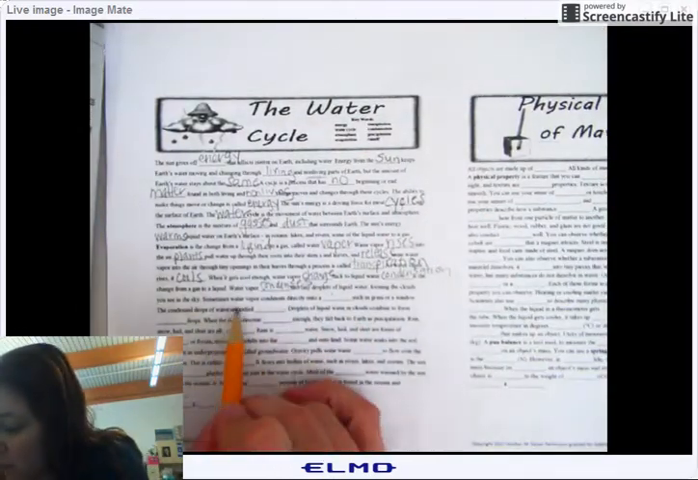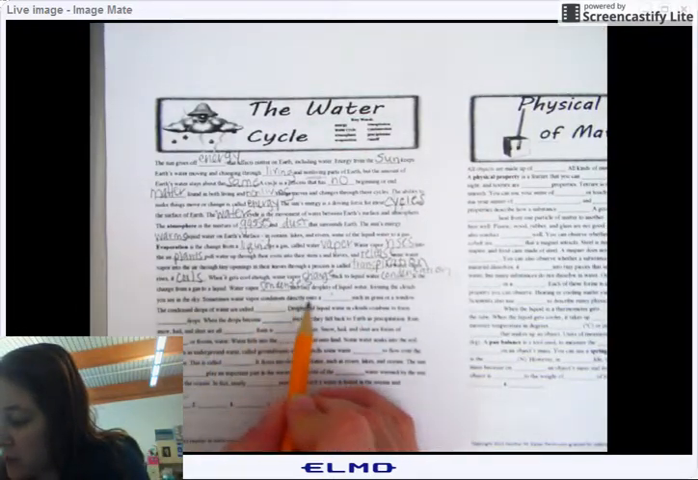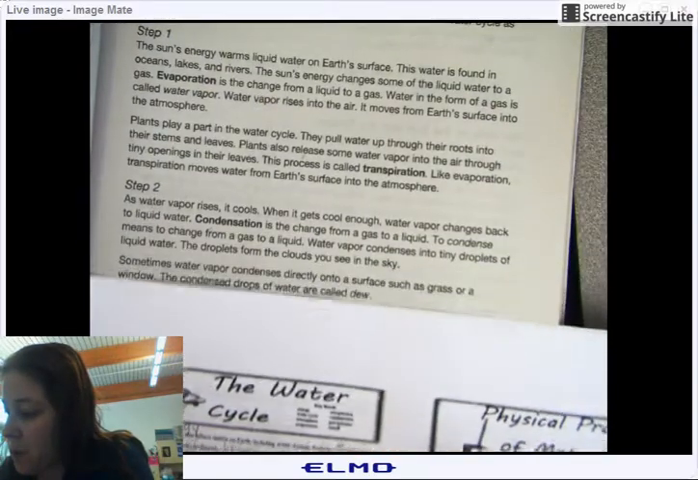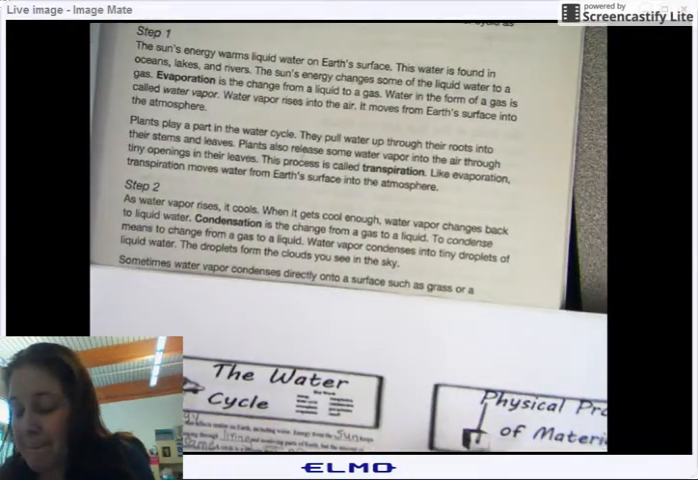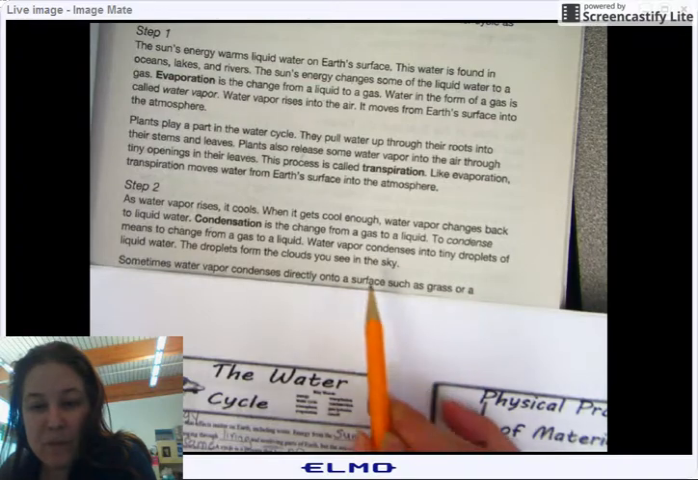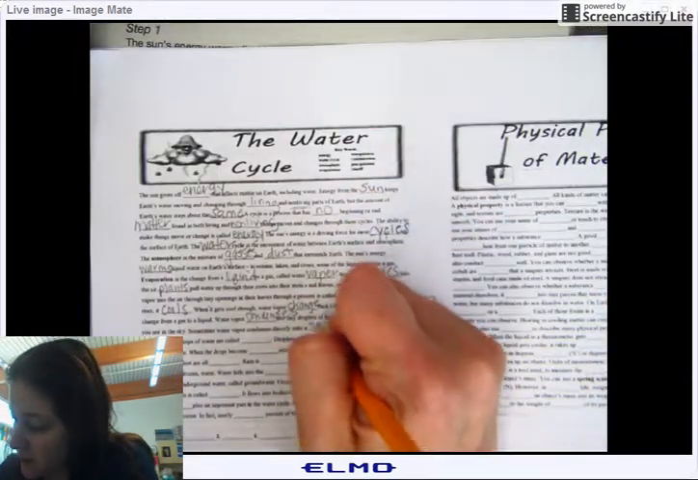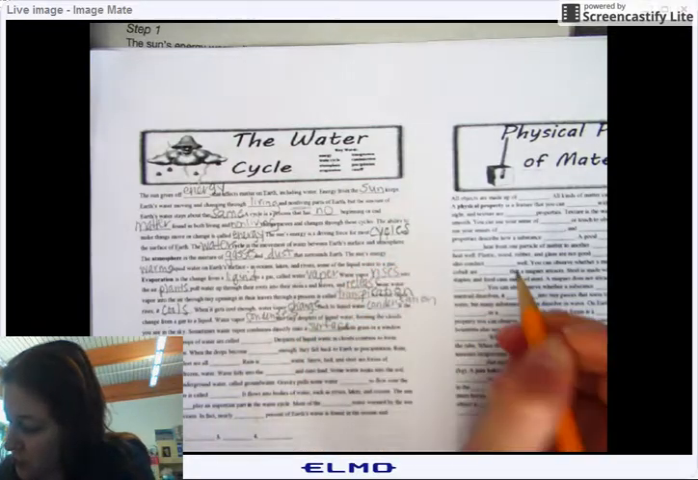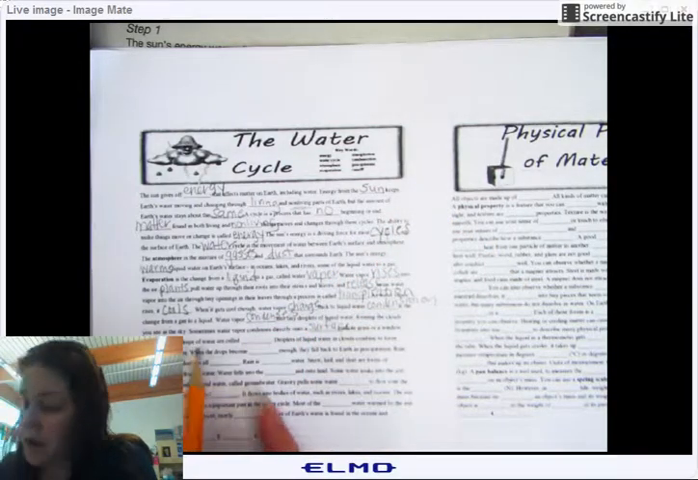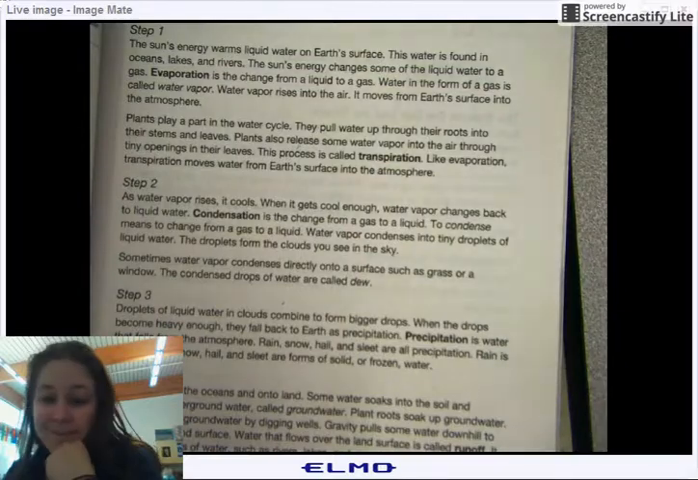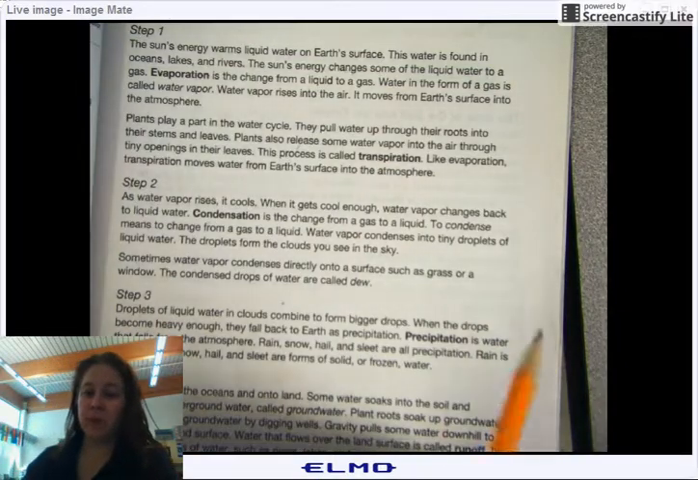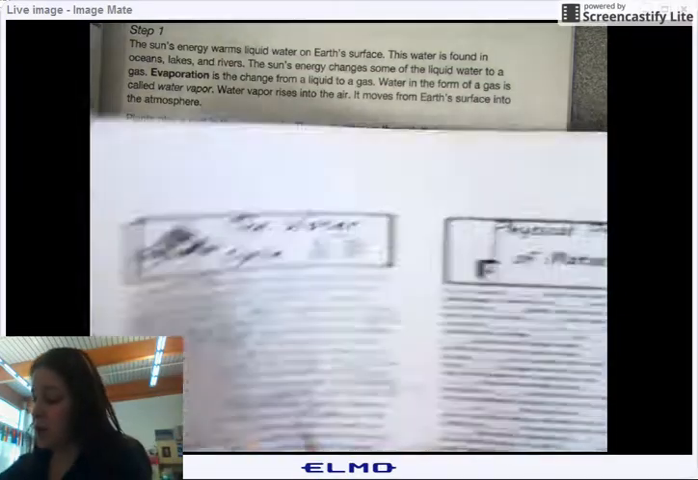So, sometimes water vapor condenses directly onto a surface, such as grass or a window. The condensed drops of water are called, look there, what are they called? Dew.